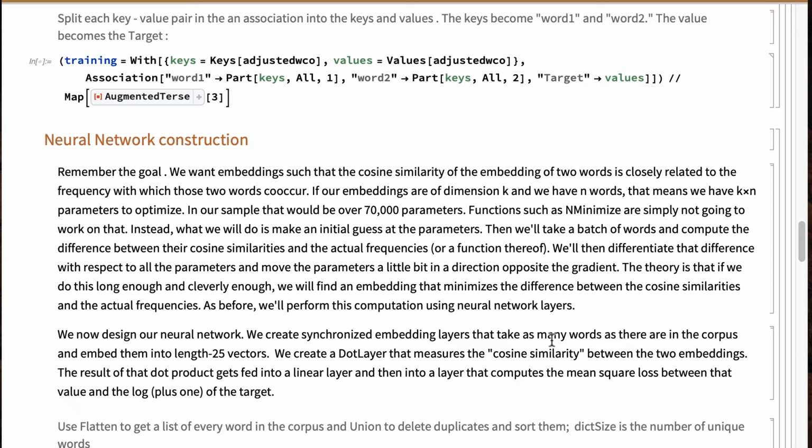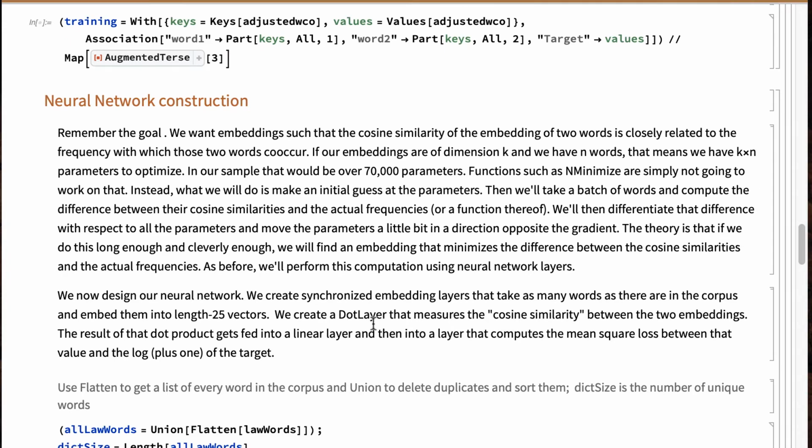So we've seen, though, that neural networks are very, very flexible. So what we're going to do is make an initial guess at the parameters when we initialize our network. We're going to take a batch of words, compute the difference between the embeddings of their cosine similarities and their actual frequencies, or a function of their actual frequencies. Then we'll differentiate that difference with respect to all the parameters and move the parameters just a little bit in a direction opposite the gradient. And if we do this long enough and cleverly enough, we're going to find an embedding that minimizes the difference between the cosine similarities and the actual similarity as measured by co-occurrence frequency.